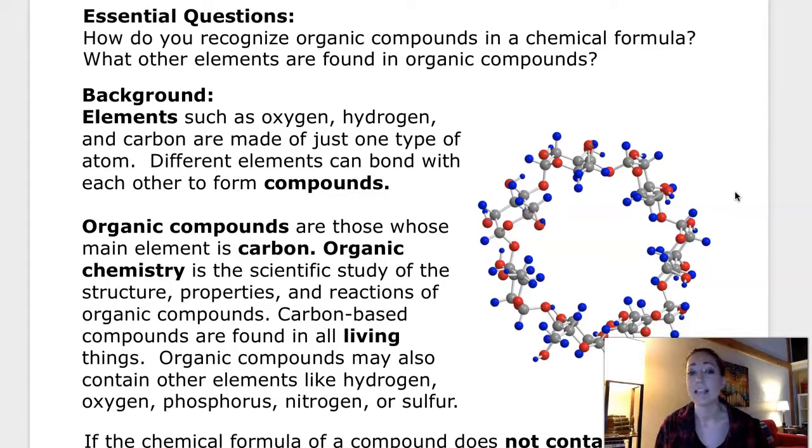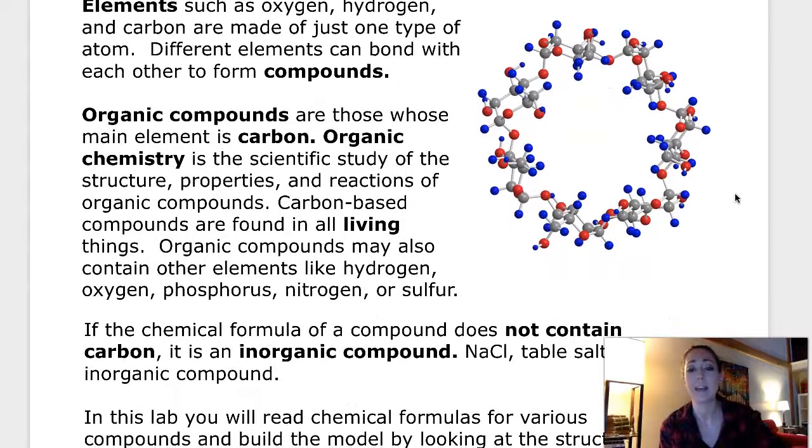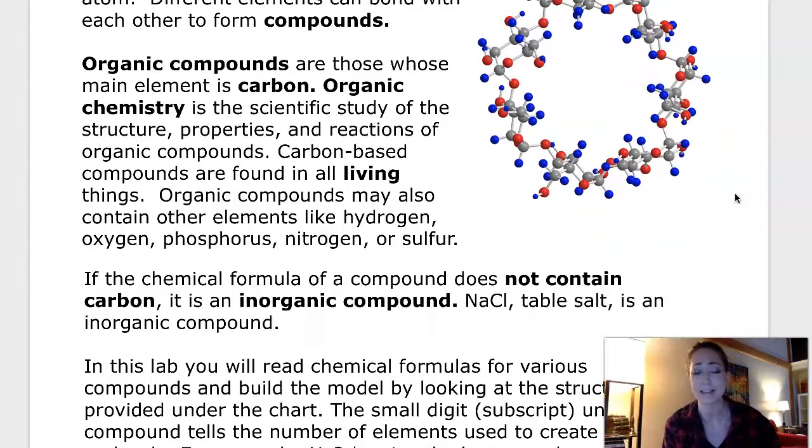Organic chemistry is the scientific study of the structure, properties, and reactions of organic compounds. Carbon-based compounds are found in all living things. Organic compounds may also contain other elements like hydrogen, oxygen, phosphorus, nitrogen, or sulfur. If the chemical formula of a compound does not contain carbon, it is an inorganic compound. NaCl, sodium chloride, table salt, is an inorganic compound because we see here there's no C for carbon in there.